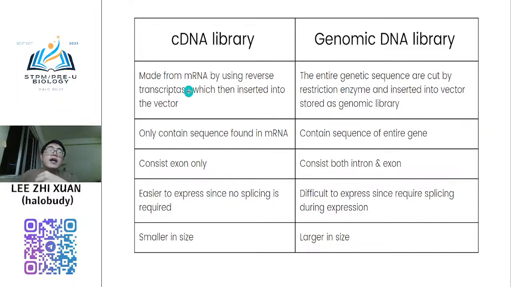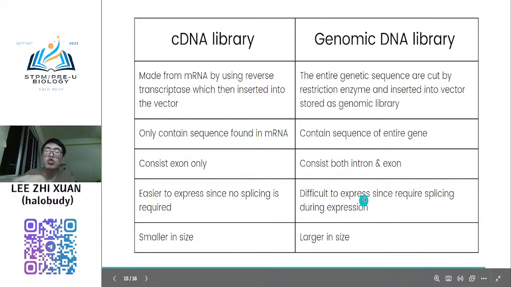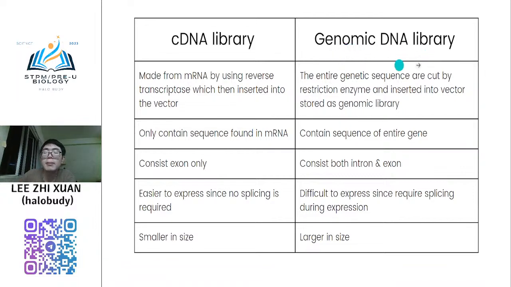But for this one, you only isolate mRNA. So cDNA only contains the sequence found in the mRNA. But the genomic DNA library contains the entire sequence. So if you want to do research that involves intron punya, memang awak kena cari information daripada genomic DNA library. But if your research only involves exon, you can find the information from this cDNA library lah. So one of the main differences is that the cDNA library only contains exon, while genomic contains both intron and exon. And also cDNA is very easy to express, so you can directly express already.